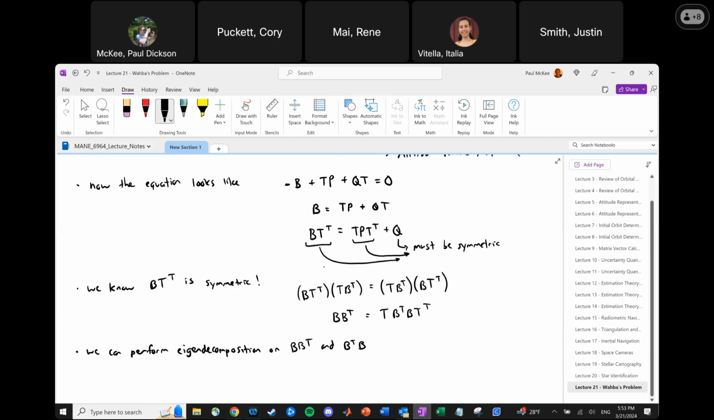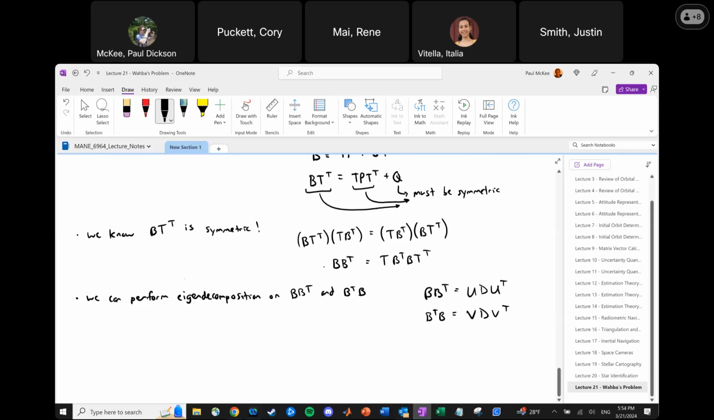And if we do that, we're going to get that B transpose is some matrix of eigenvectors, some matrix of eigenvalues, some matrix of eigenvectors transposed, right? So these are the eigenvectors, these are the eigenvalues. And then B transpose B is some different matrix of eigenvectors, but the same matrix of eigenvalues times that different matrix of eigenvectors transposed again. Okay, where D is the same diagonal matrix of eigenvalues for both equations.